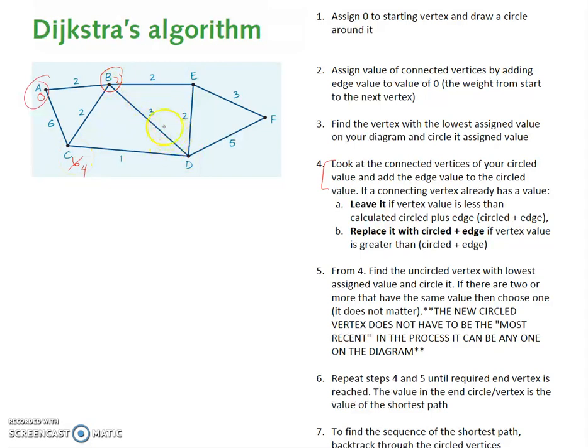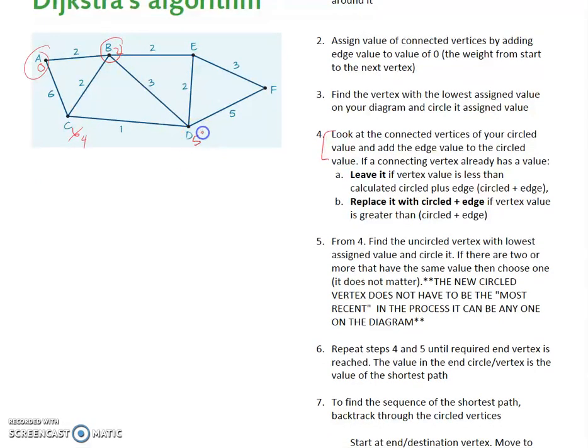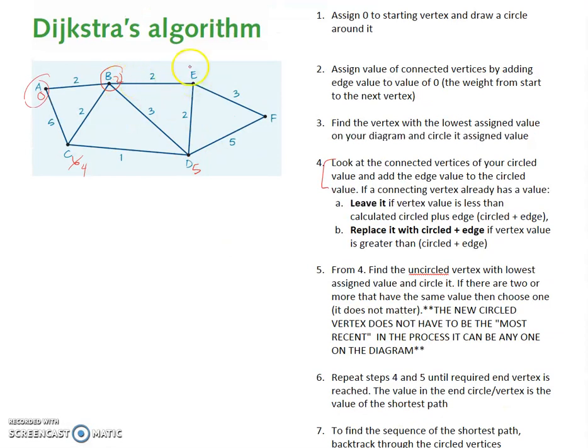Then I look at the other connected vertices. So D is connected to B, so I can go from A to B to D in 5. Okay, so 2 plus 3 is 5. And I can go from B to E in 4. Now I've looked at all the connecting vertices and I've done what I've needed to do. Next step is to, from the uncircled vertices, circle the smallest value on my diagram. And in this case, it doesn't matter if I have 2 of the same, I just pick one. Okay, so say I pick E, then I continue my process of adding edges to connected vertices.